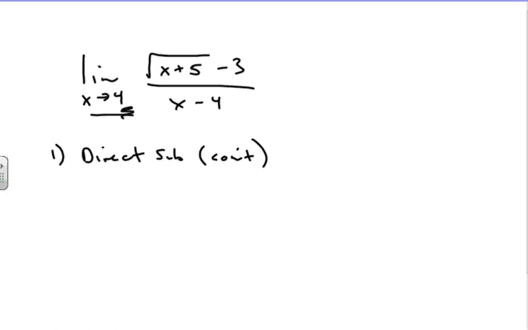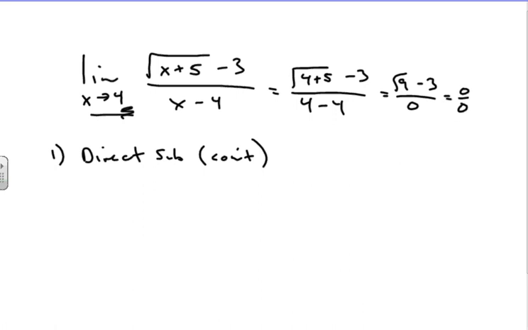To find out if this is continuous, we're going to substitute 4 into all the values. When we do that, we have the square root of 4 plus 5, minus 3, over 4 minus 4, which is the square root of 9 minus 3 over 0, which turns out to be 0 over 0. Now, 0 over 0 is what we refer to as indeterminate form.